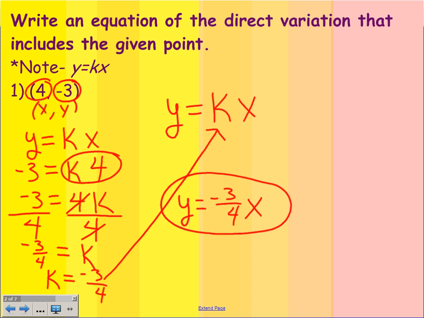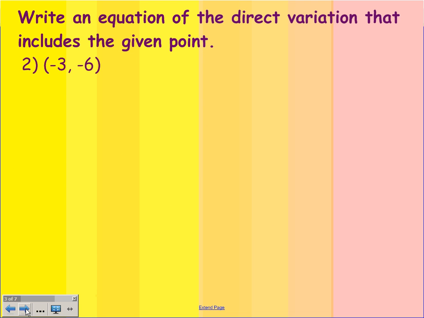So we need to use the points given, the ordered pair given, in order to write that equation. So in this particular problem, all we're doing is writing the equation. We're not doing anything else with it. We're just learning how to write the equation. We're going to do the same thing in this example. First step, write the equation, y is equal to kx. So write an equation of the direct variation that includes the given point.